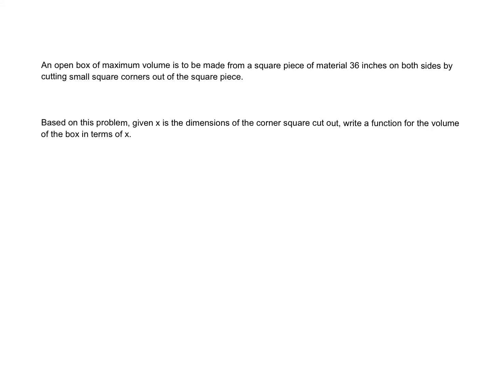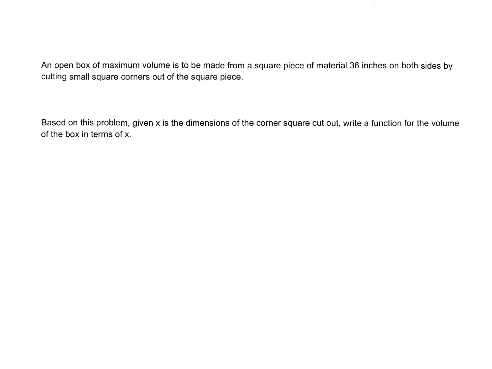So let's look at another problem. This one is going to talk about the volume of a prism, a rectangular prism, pardon me. So this says an open box of maximum volume is to be made out of a square piece of material which is 36 inches on both sides.